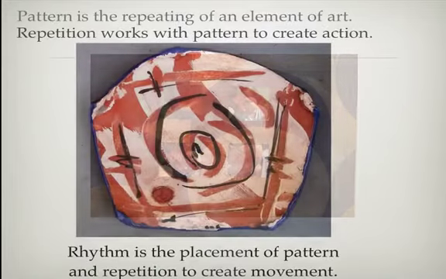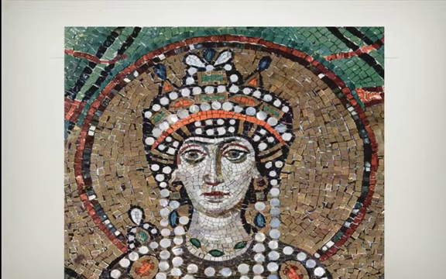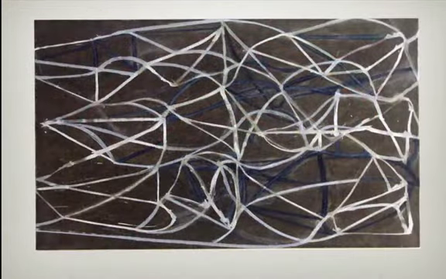The next 3 principles of organization are pattern, which is the repeating of an element of art; repetition, which works with pattern to create action; and rhythm, which is the placement of pattern and repetition to create movement. Let's have a look at some examples. And one more. Now this one creates lots of movement, which brings us to another principle of organization, movement.